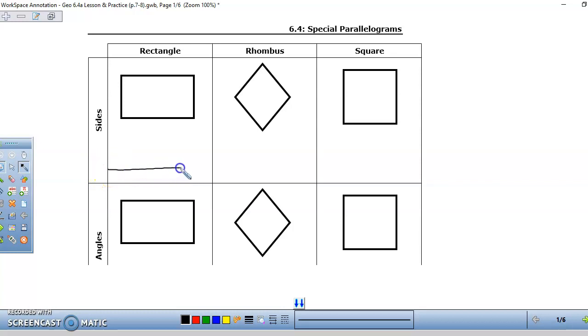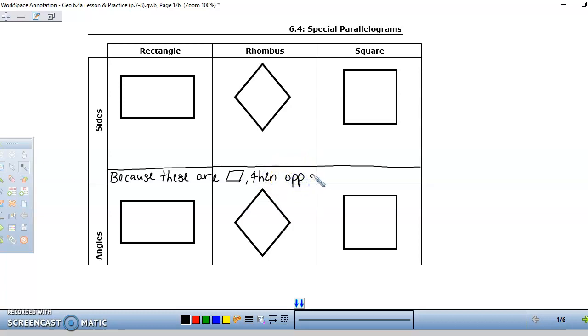ourselves a little extra box down here. And we're going to say because these are parallelograms, I'm going to abbreviate with the symbol parallelograms. Then we know opposite sides are parallel, and that's the symbol for parallel, and congruent. So that was a theorem.